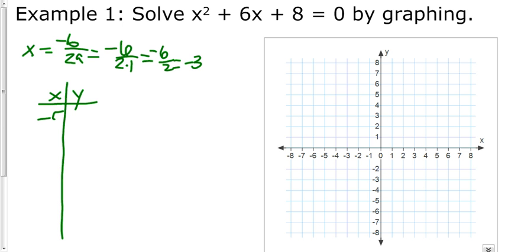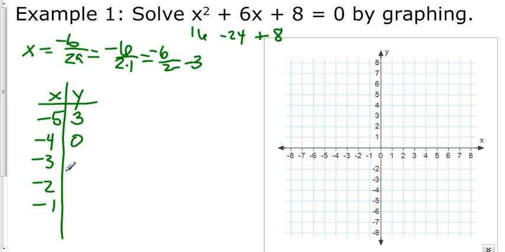Okay, so here are my x values, negative 5, negative 4, negative 3, negative 2, negative 1, and negative 3 should be the x value for my vertex. That's the center of the graph. So let's start by plugging in negative 5. Negative 5 squared, I'm going to get 25. Plus 6 times negative 5, that's plus negative 30, so I'm at negative 5. Then I'm going to add 8, we get positive 3. If I plug in negative 4, I'm going to get positive 16 minus 24 plus 8. And that puts me at 0, doesn't it?